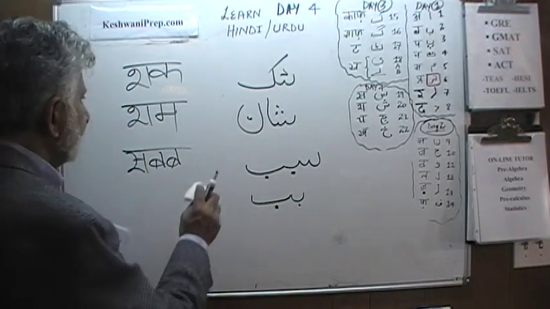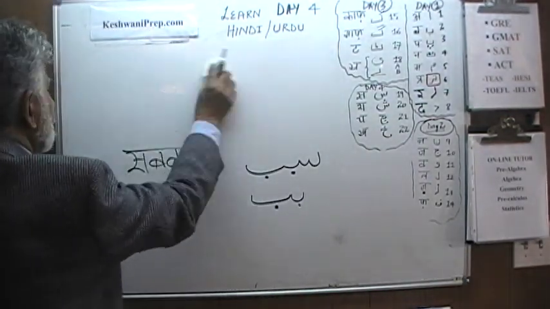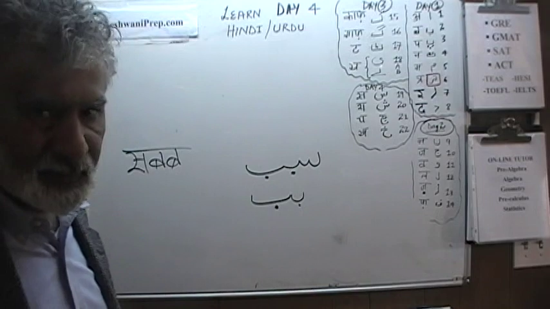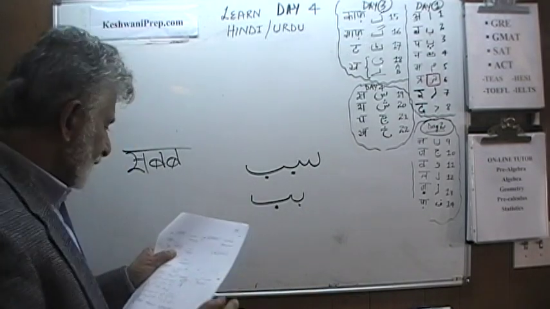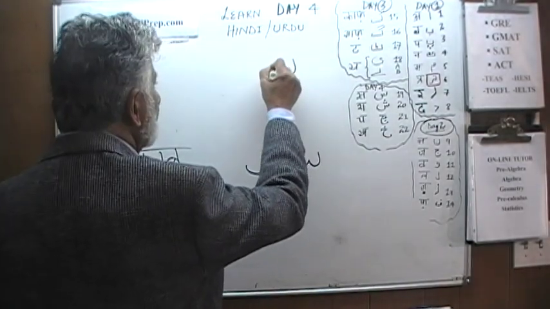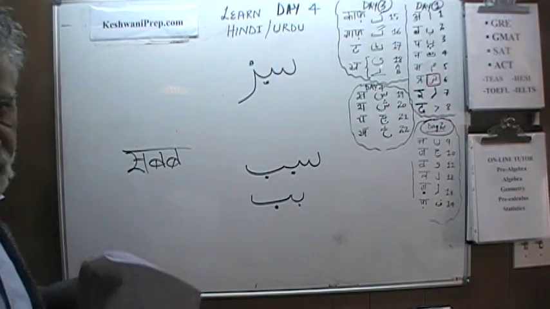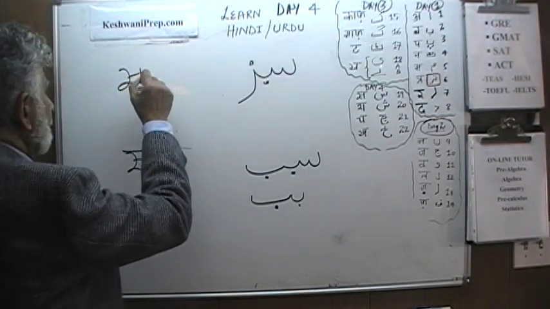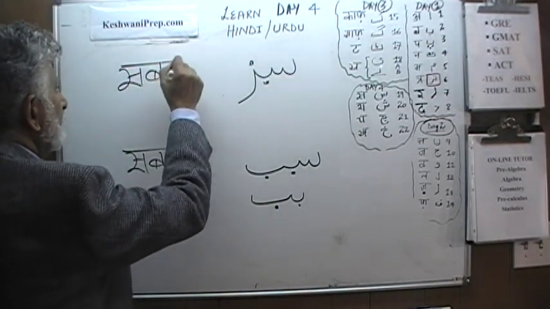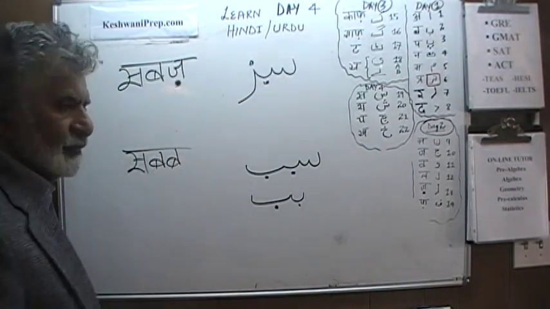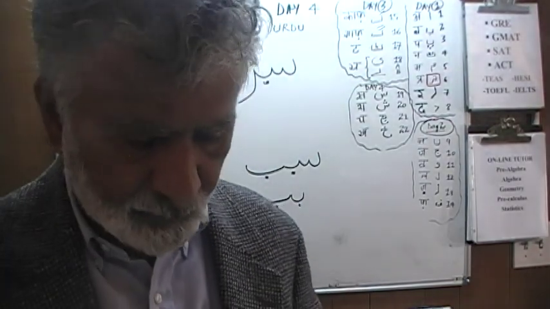Let's do one more. The next one is again a word with just three letters, with no matra, just like this one. It's just so, bo, and ze. Subs. Subs is a color. It's a green color. Green is called subs.